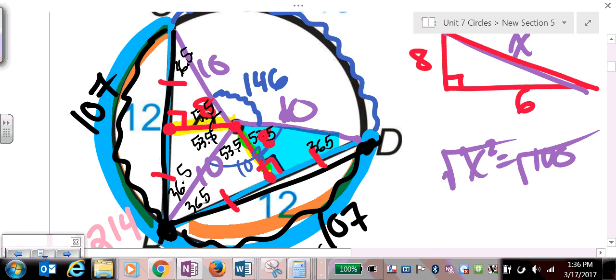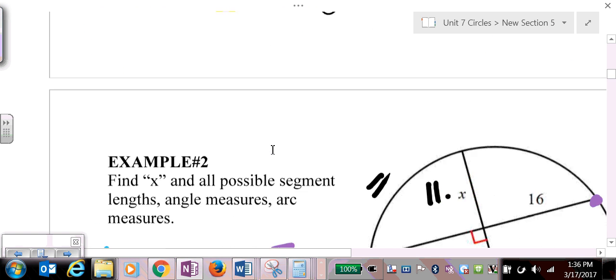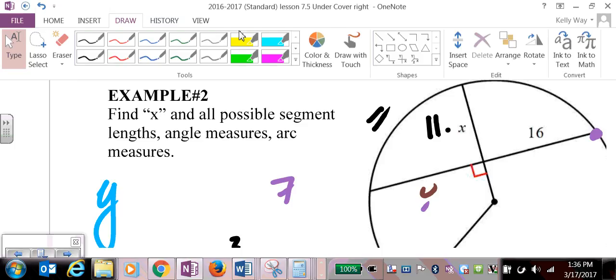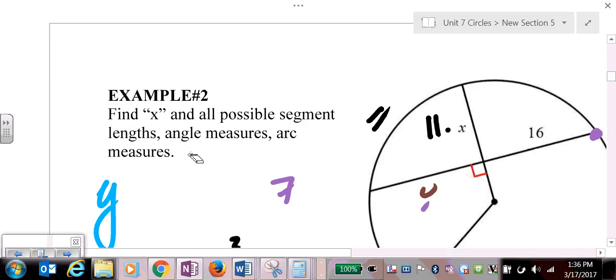All right, let's do another one. I'm going to give you guys a shot at extra credit. Turn to the next page, please. Next page.